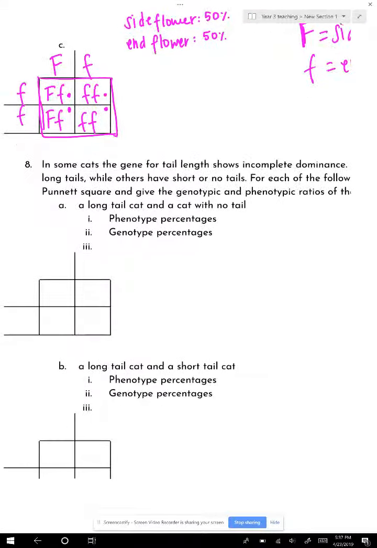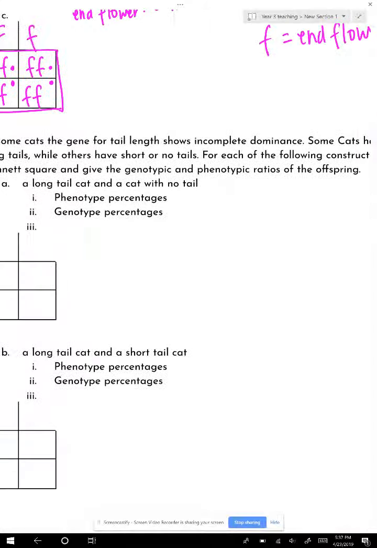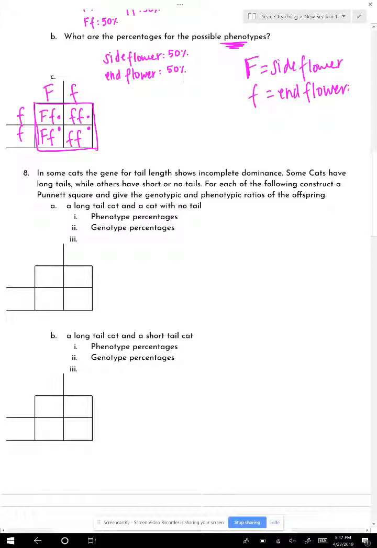So now going into number 8, it says in some cats, the gene for tail length shows incomplete dominance. So if I'm showing incomplete dominance, that means that I'm going to have a spectrum or I'm going to have blending of colors. So in this case, since it's a length, it's going to be a little bit more of a spectrum, and I'm going to see that in the next sentence. So I'm going to write spectrum / blending. It says some cats have long tails while others have short tails or no tails. So that is our spectrum.